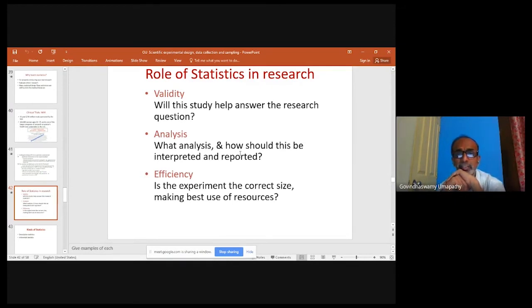So the role of statistics in research, as I mentioned, is how important it is. Statistics is required for validity, especially so the study helps answer the research question. Analysis: how should the results be interpreted and reported. Efficiency, validity, analysis. If the experiment is really correct, it makes efficient use of resources, and all the information can really be used through statistics.